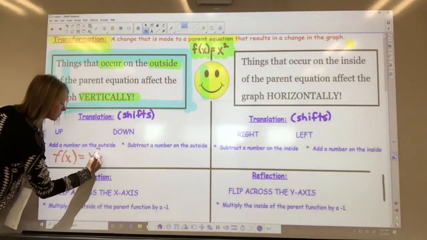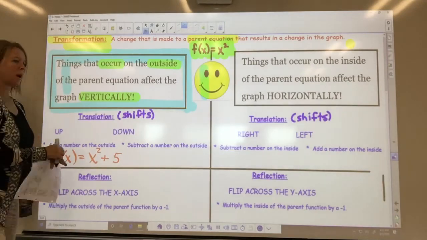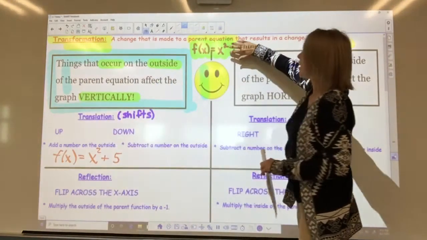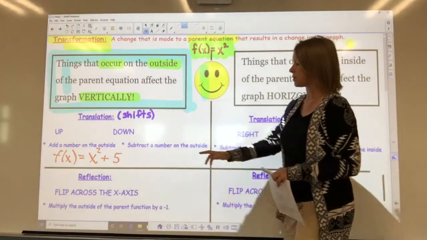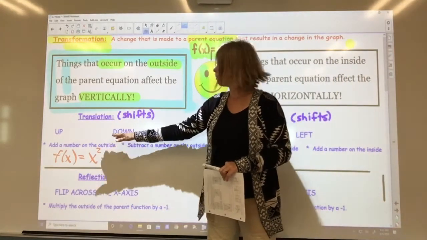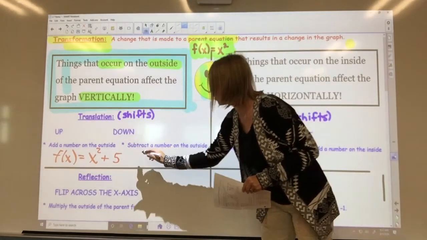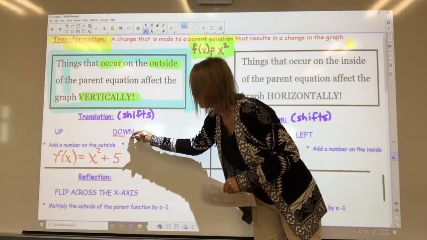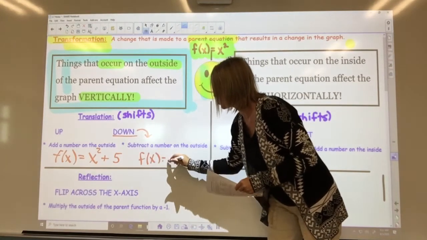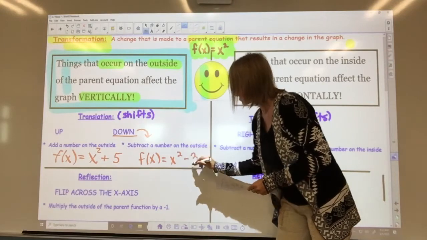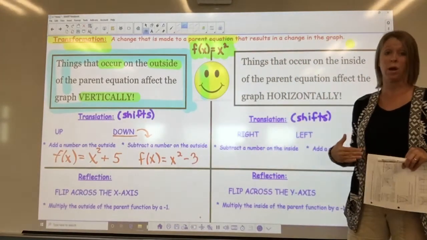So we'll say x squared plus 5. You see how I'm adding a 5 all the way on the outside, on the end of where the x squared is. Now what that should do is cause the graph to be shifted up 5 units. If I were to take the parent function and let's say I were to subtract 3 on the outside, then that would cause it to shift down 3 units.